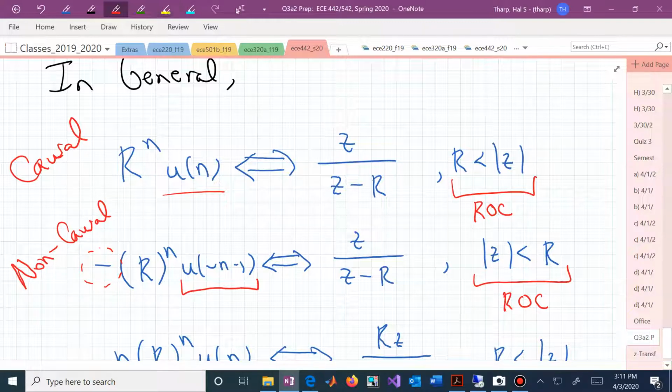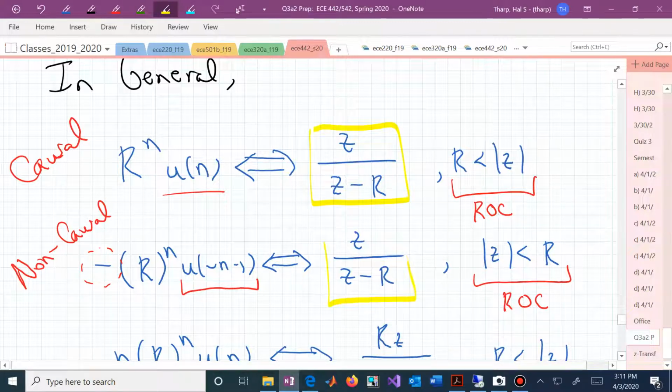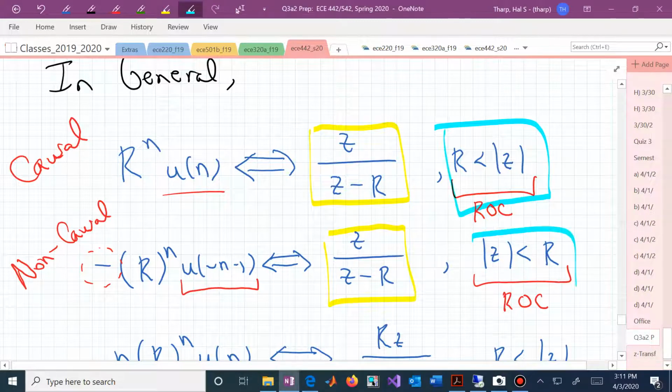Because, as we said before, this looks exactly like that. What's different between the two are your regions of convergence. One is unbounded beyond the pole. One is a disk inside the pole location. The disk is the non-causal.